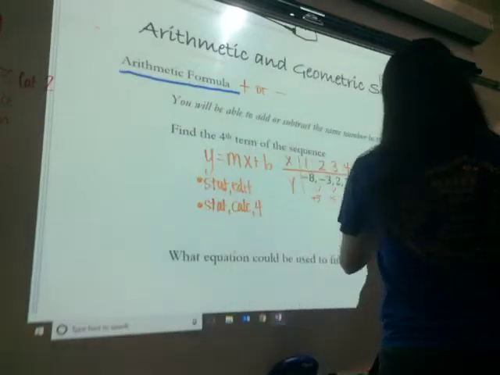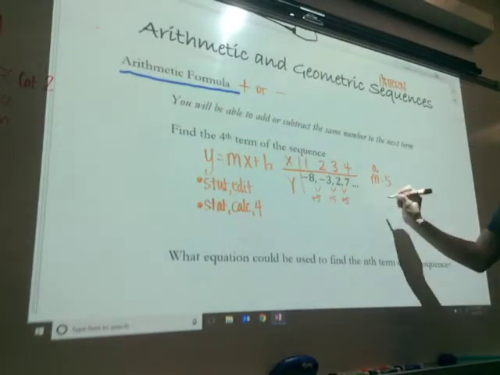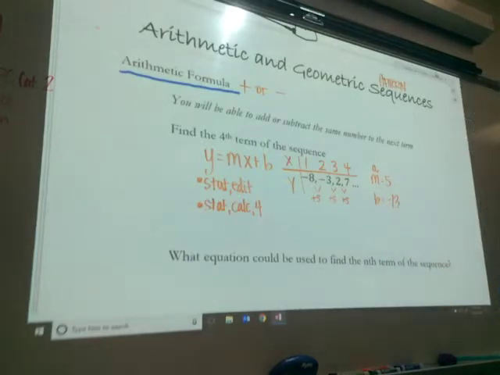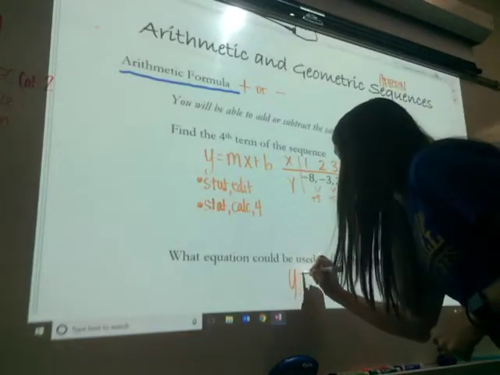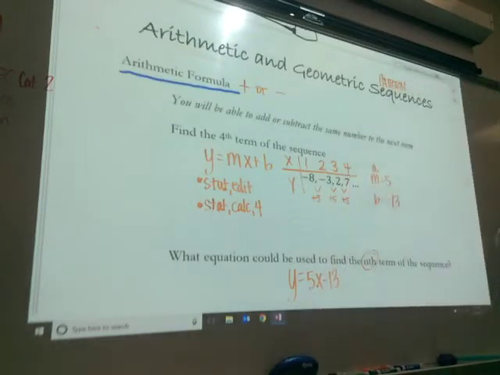What does it tell you your A is? Isn't A and M the same thing? What does it tell you your B is? -13. So, what equation could be used to find any nth term? That just means any term they give you. What could be my equation here?